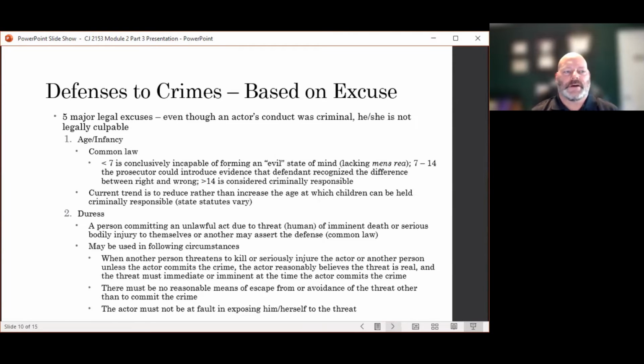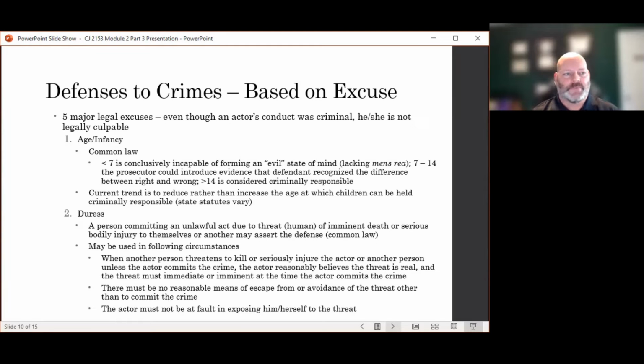There are five major legal defenses based upon excuses. Even though an actor's conduct was criminal, he or she is not legally culpable under an excuse defense. The first being age or infancy. Under the common law, a person under 7 is conclusively incapable of forming an evil state of mind, which means they lack mens rea.